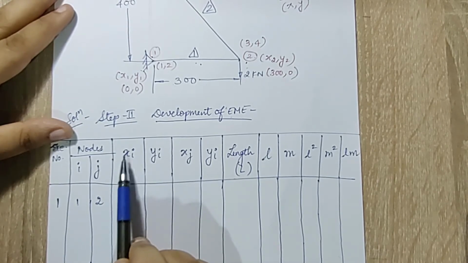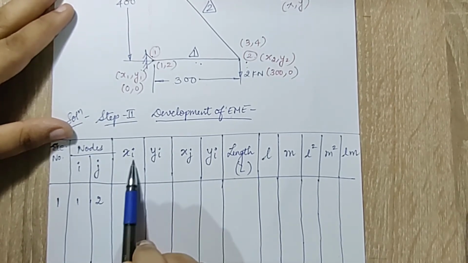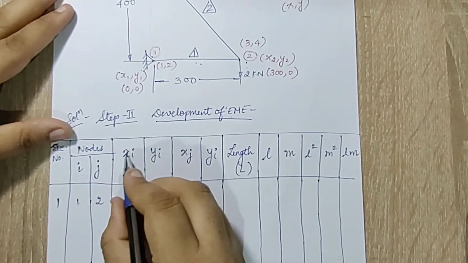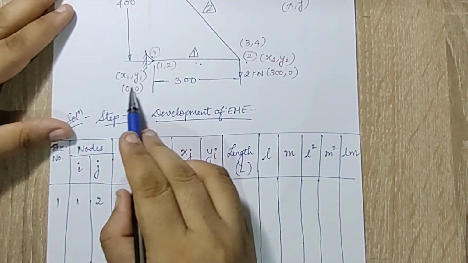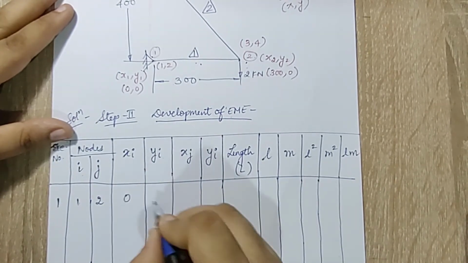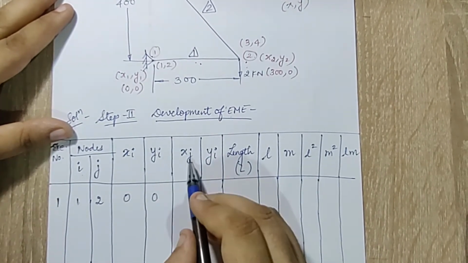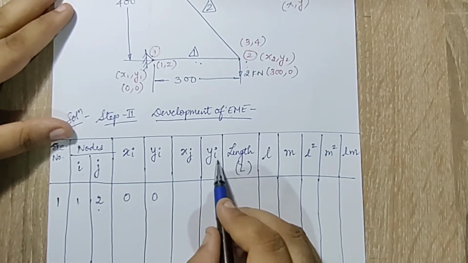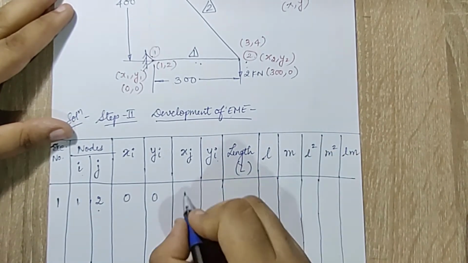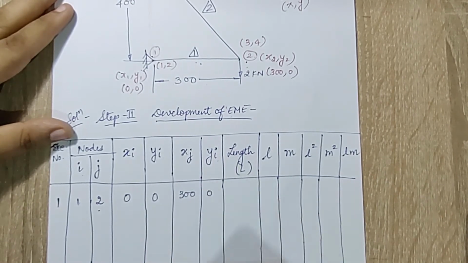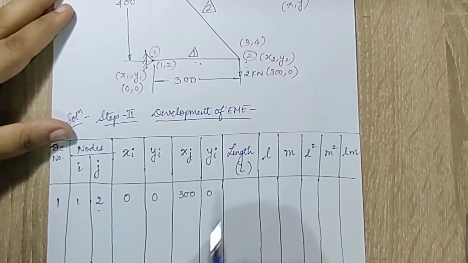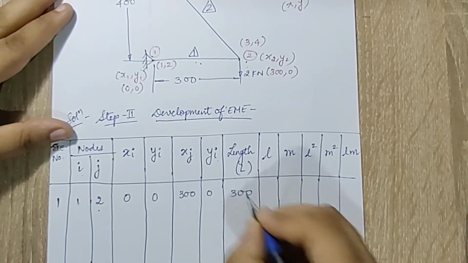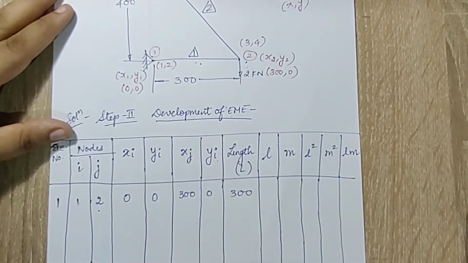Now xi, yi are the coordinates. i is indicating the node number. So when I talk about the first node x1, y1, I can see I have already written the value here, so I'll write down 0, 0. j is indicating this node number, so here it will be x2, y2. I can see x2, y2 is clearly 300 and 0. Now next I need the length L, which is already mentioned over here, 300. So I need not calculate, I'll directly write 300.